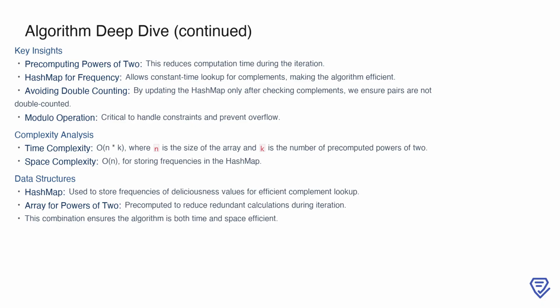The modulo operation, applied at every step, ensures that the result remains within the constraints of the problem and prevents integer overflow. In terms of complexity, the algorithm runs in O(n*k), where n is the size of the array and k is the number of pre-computed powers of 2. The space complexity is O(n), as we store the frequency of each value in the hash map. Together, the use of pre-computed arrays and a hash map ensures that the solution is both time and space efficient, making it well suited for large inputs. This combination of techniques highlights the elegance and practicality of the algorithm in solving the problem efficiently.